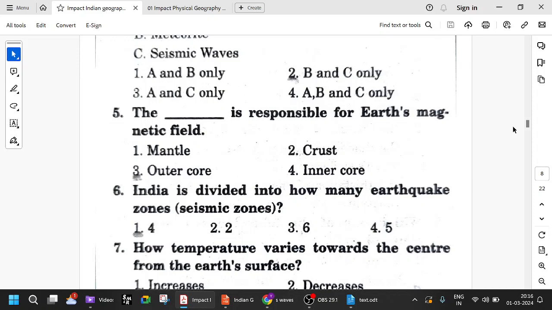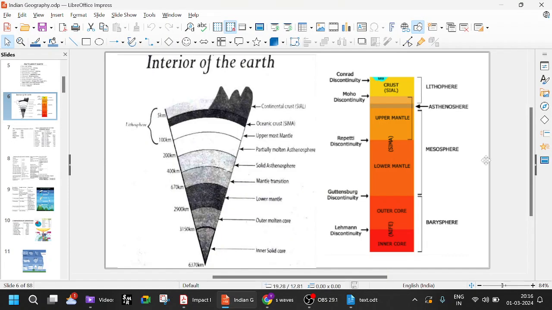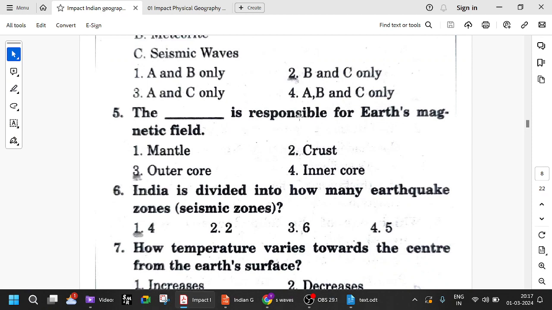So the dash is responsible for Earth's magnetic field: the outer core. Okay, this is the outer core, and it contains a lot of nickel. Remember, the inner core is full of iron. The outer core also contains iron and nickel, and it is responsible majorly for the Earth's magnetic field, the outer core.